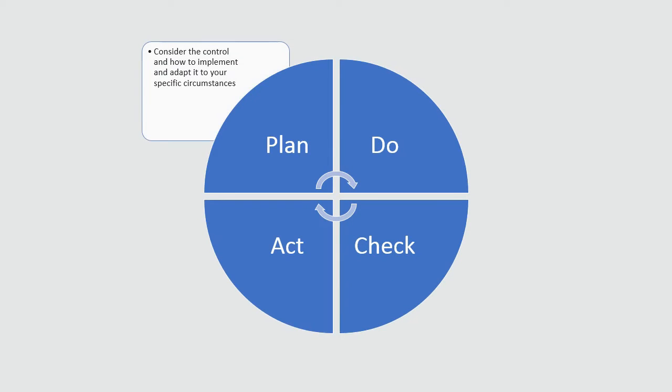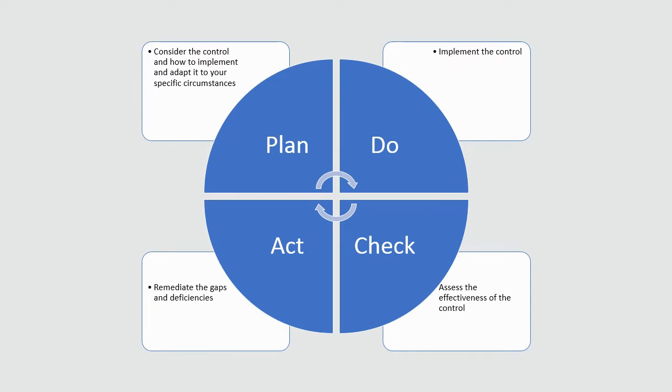Plan phase, consider the control and how to implement and adapt it to your specific circumstances. Do phase, implement the control. Check phase, assess the effectiveness of the control. Act phase, remediate the gaps and deficiencies.